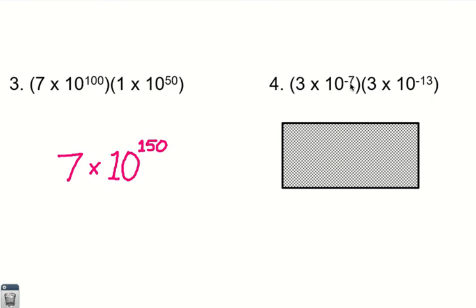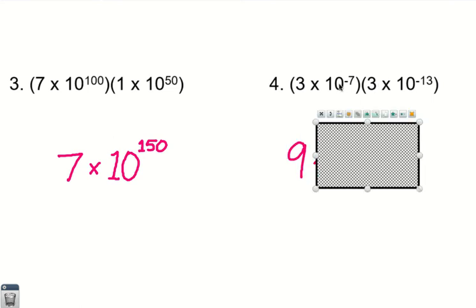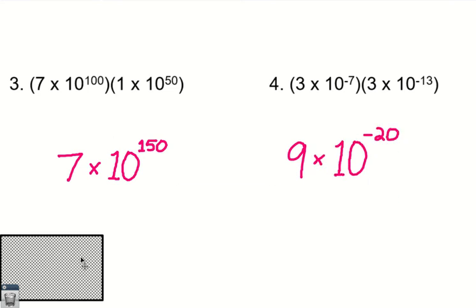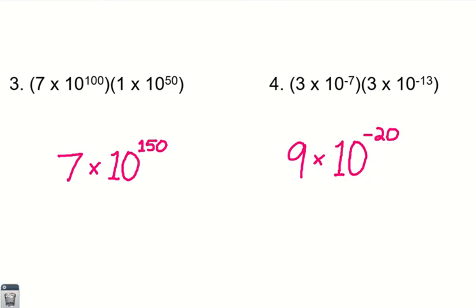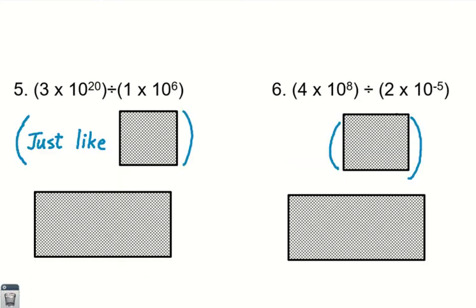All right, do this one. When we're multiplying these numbers together, you can do the 3 times the 3 to get 9. And then when you're doing this times this, matching base, you can just add the powers. What do you get when you add the powers? What's negative 7 plus negative 13? Negative 20. Always double check on a calculator if need be.